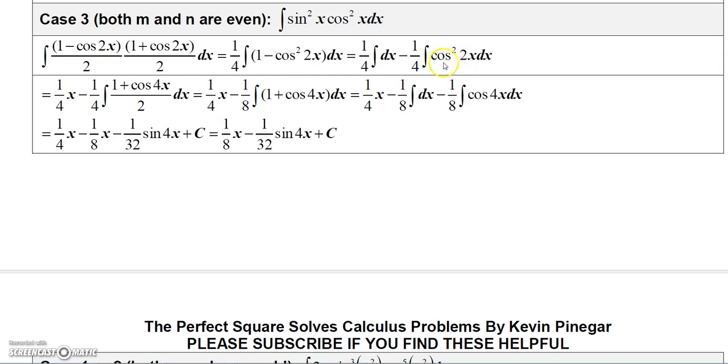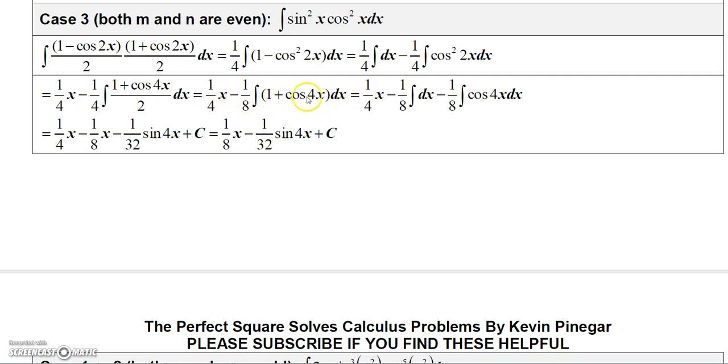But to integrate this one, I'm actually going to use that trig identity again. But this time, instead of using it for cosine squared x, I'm going to use it for cosine squared 2x. So if I double 2x, I get 4x. So now I can write cosine squared 2x as 1 plus cosine 4x all over 2. And then if I move this 2 in the denominator outside the integral, that would actually change that to minus 1/8. So I'm going to have 1/4 x minus 1/8 times 1 plus cosine 4x dx.